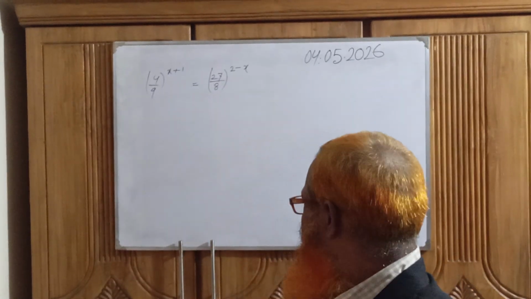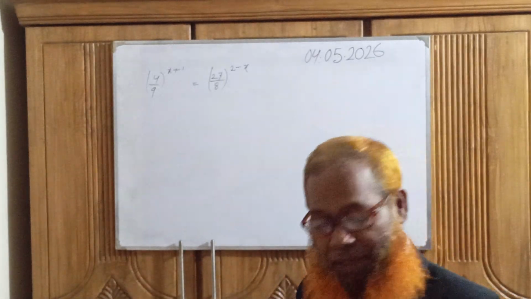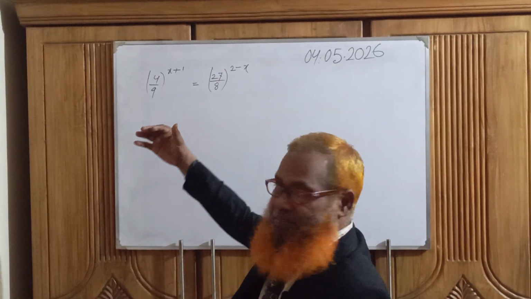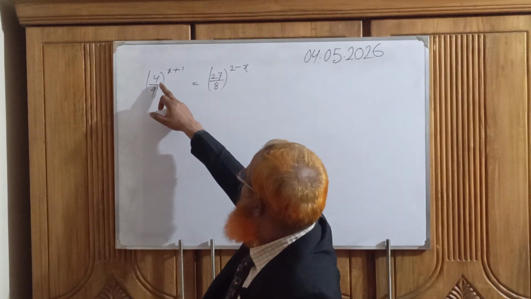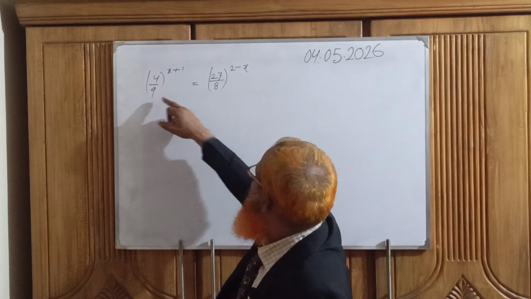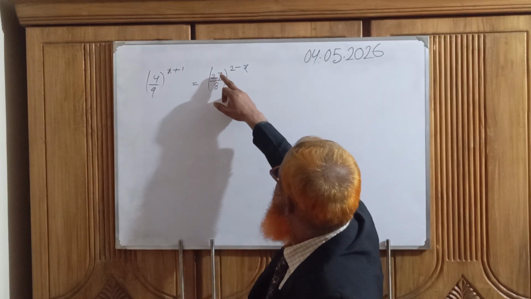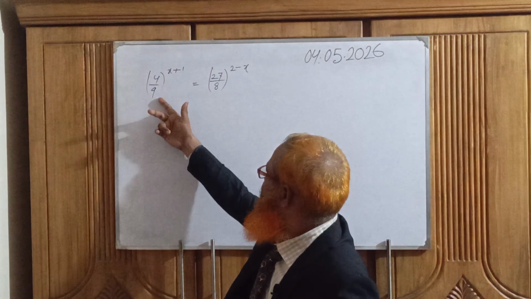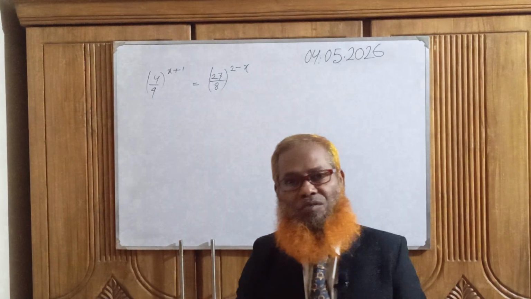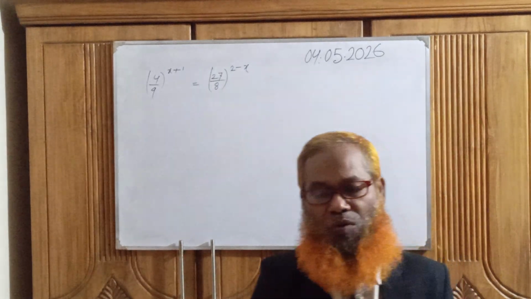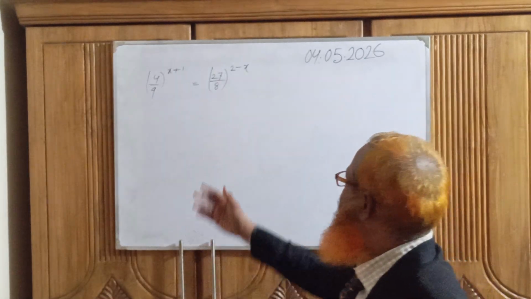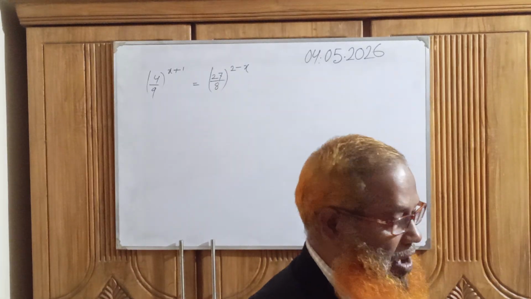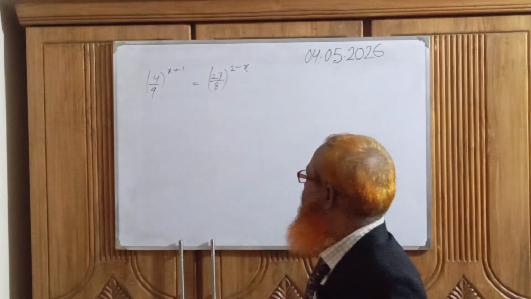We have to find the value of x. Notice here (4/9)^(x+1) equal to (27/8)^(2-x). This base and this base are not the same, so they should be the same for the solution of this question. How is that possible?